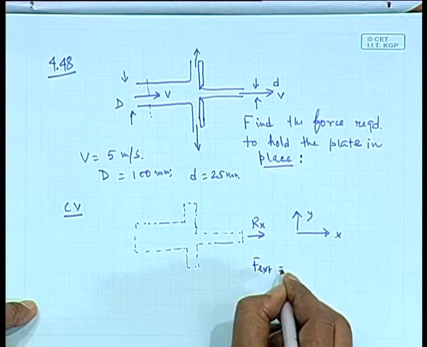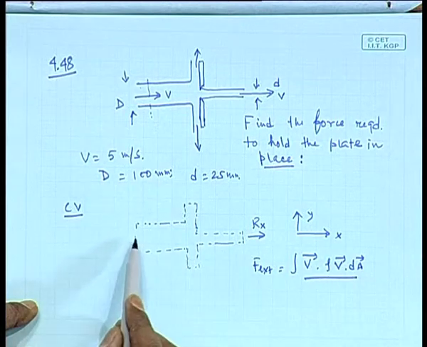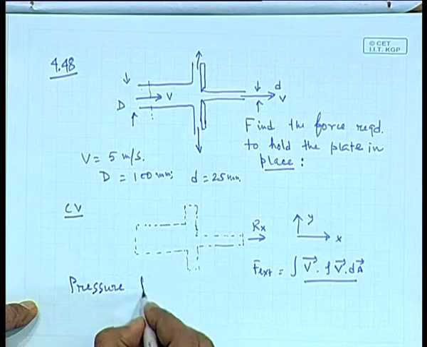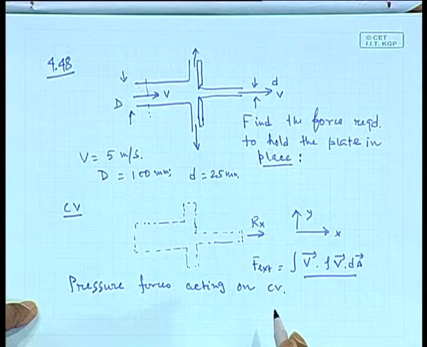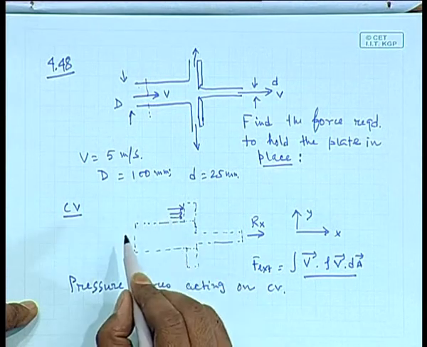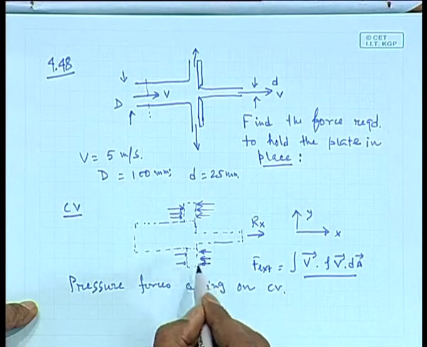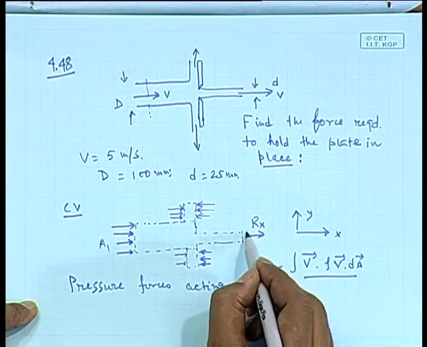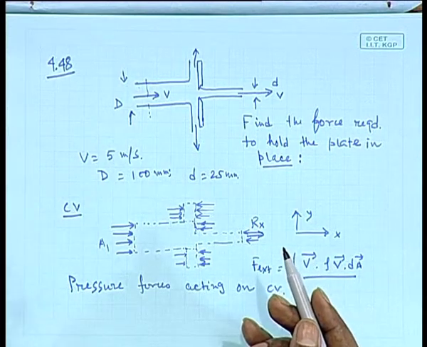So the net external force will be the integral of V rho V dot dA. That is easy to find out. It is negative at the entrance and positive at the exit in the x direction. Now there will be pressure forces acting on the control volume. What is this pressure force? First of all, the pressure will be atmospheric pressure everywhere. Here it will be atmospheric pressure there, so there will be no effect of atmospheric pressure here. Similarly, on these portions there is no effect of atmospheric pressure. Atmospheric pressure is acting on this face of area A1, atmospheric pressure is acting on this face of A2, and the rest of the portion is again atmospheric pressure. So it does not matter. The effect of external pressure does not matter.